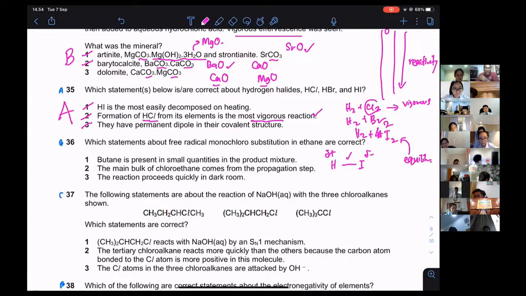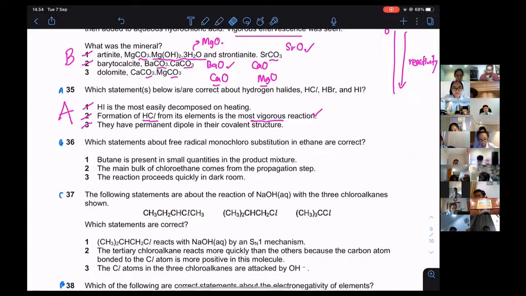36. Which statements about free radical monochloro substitution in ethane are correct? Now, what is monochloro? Monochloro means only one hydrogen is going to be substituted by the chlorine. So if this is ethane, I'll just draw for you, only one of the hydrogens is substituted by the Cl.